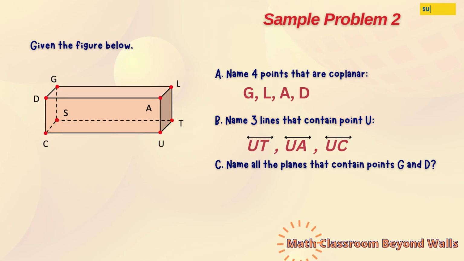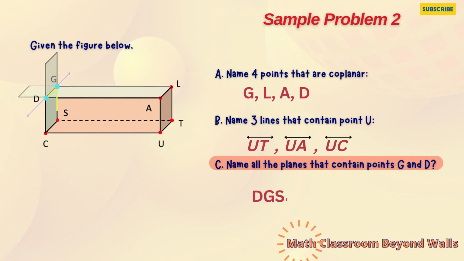Now, we proceed to question C. Here, we are to determine all planes containing points G and D. Okay, let us first think of what makes a point G and D. A line, right? 2 points determine a line. On the other hand, a line is the intersection of 2 planes. Can you follow, learners? Okay, so here are the planes. Plane DGS and DGL. There you are, learners. That was again easy.